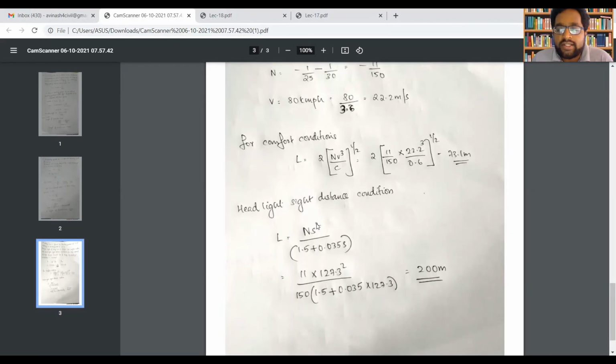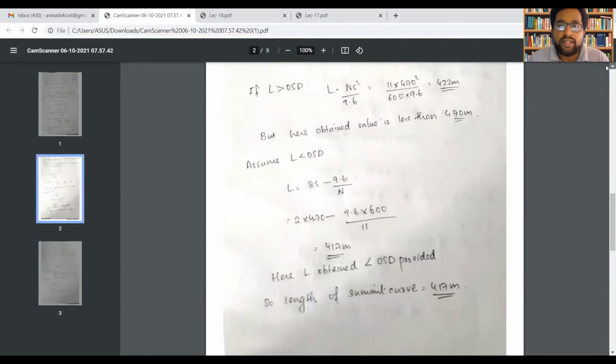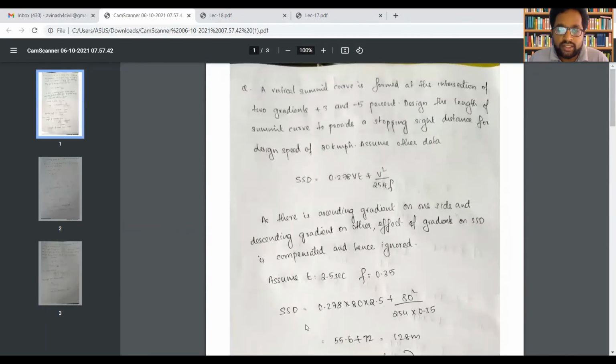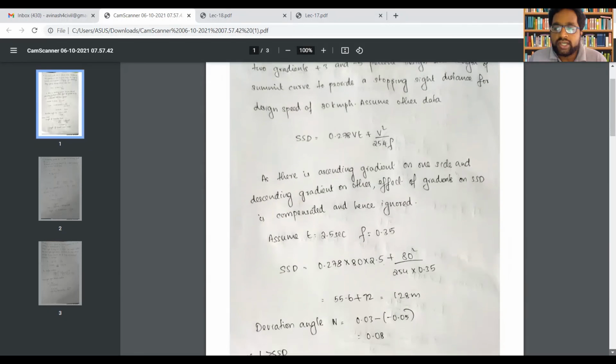So the sight distance S is Vt plus V square by 2gf. If velocity is given in kilometer per hour, then it becomes 0.278 Vt plus V square by 254f. We have done it in a problem before, where for stopping sight distance we directly substituted in kilometer per hour. You can either use this formula or you can directly use meter per second, that is Vt plus V square by 2gf.